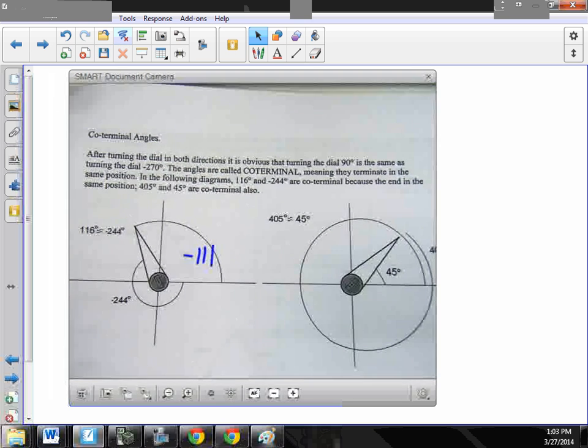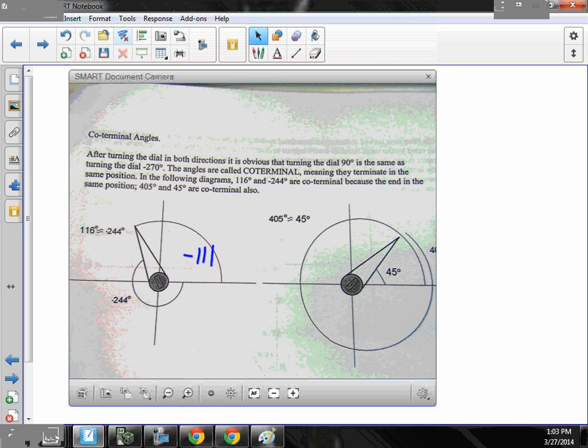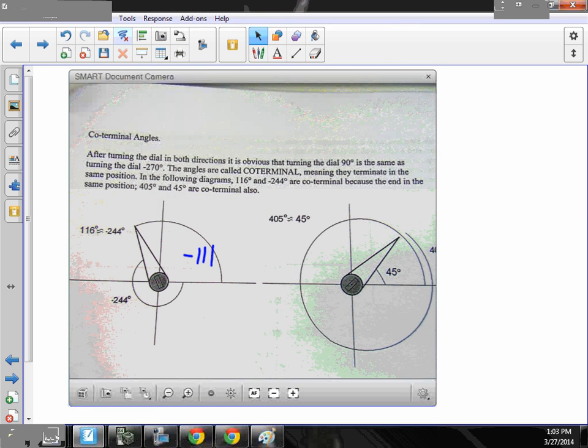After turning the dial in both directions, it's obvious that turning the dial 90 degrees is the same as turning the dial negative 270. And these two lines terminate in the same position, so we call the two angles coterminal. They share the same terminal. It's the same bus station. And we don't care what bus you ride to get there. All we care is where you stop. So 90 and negative 270 are exactly the same angle.